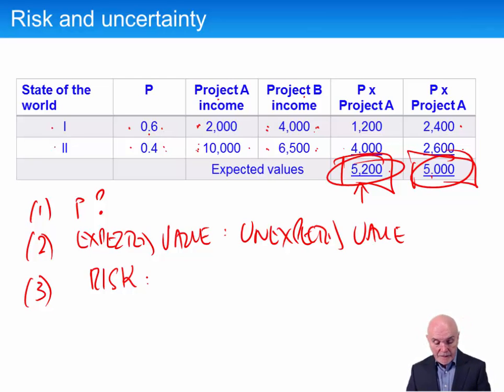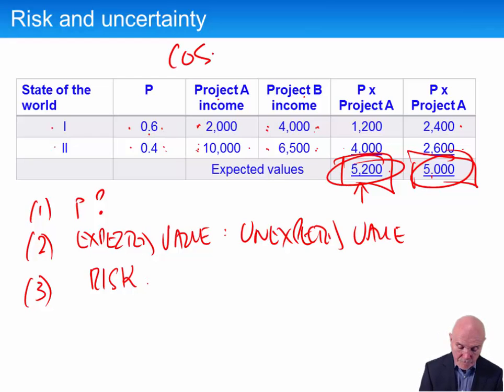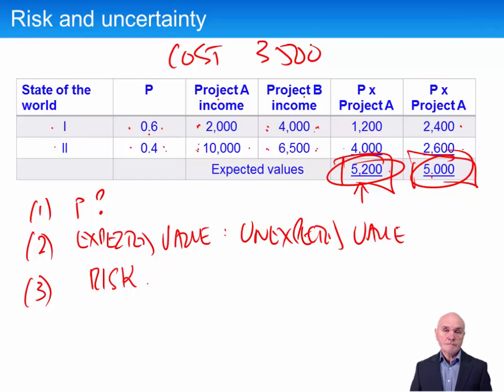What I haven't told you here is that the project cost was 3,500. This means that if the project cost 3,500, we see no possibility whatsoever of making a loss if we adopt project B. The worst outcome is 4,000. The thing has cost 3,500. We're bound to make 3,500 at least.